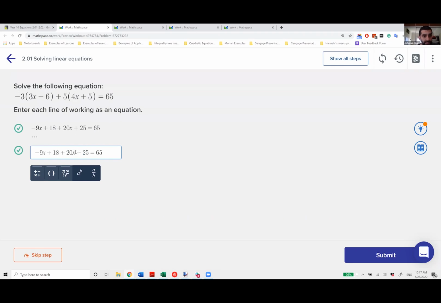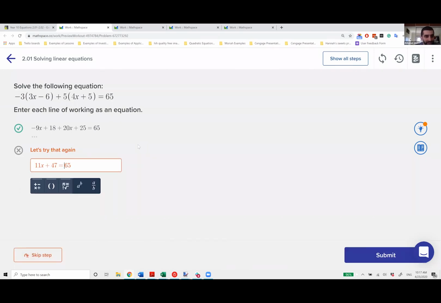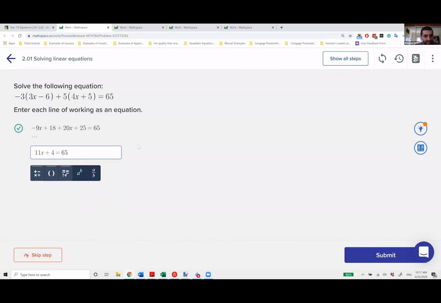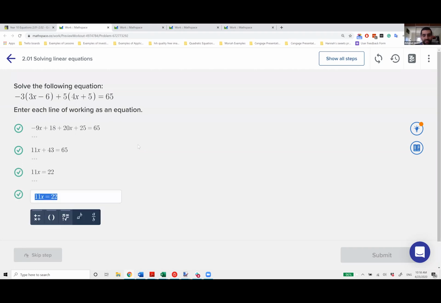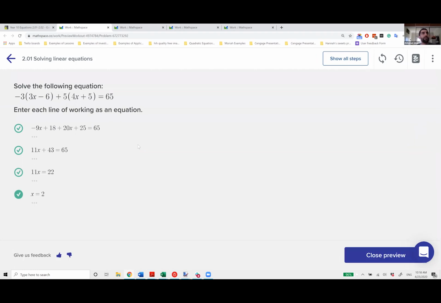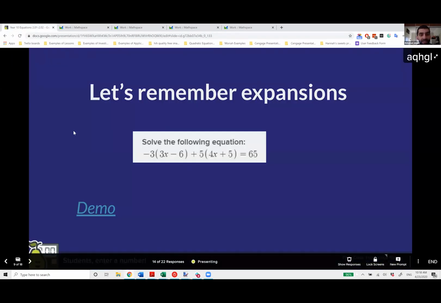Now I'll collect the x's together. Minus 9x plus 20x is going to give me 11x. Plus 18 plus 25 is plus 47. Mathspace will tell me if I'm right. No, 43. Thank you, Mathspace, for correcting me there. Then subtracting 43 from both sides gives us 11x equals 22. And there you have it, x equals 2. Just about everyone got that one right too. Good to see that you've still got your expansions going well.